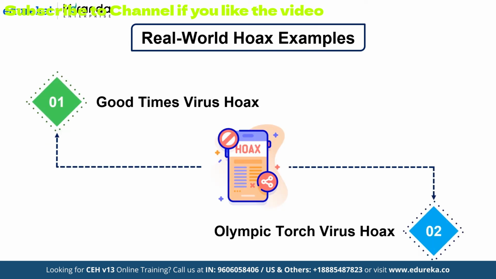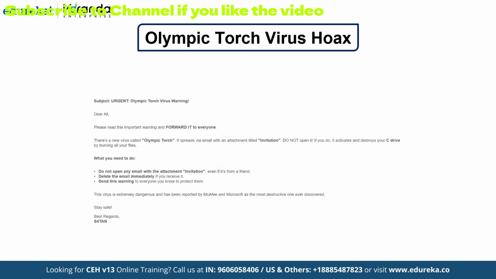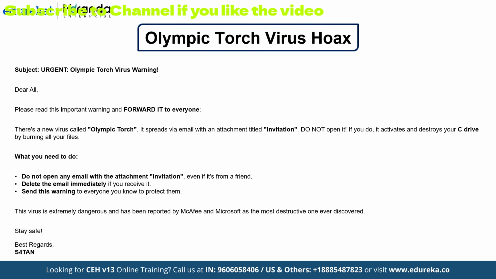The second example is the Olympic torch virus, which circulated in 2006. This one was a bit more creative. The email claimed that the virus was called the Olympic torch virus and was supposedly hidden in email attachments with a name like invitation or postcard from Hallmark. The message warned that opening the attachment would activate the virus and immediately wipe out the data on your hard drive. It even claimed that big companies like McAfee and Microsoft had recognized it as one of the most dangerous viruses of all time.